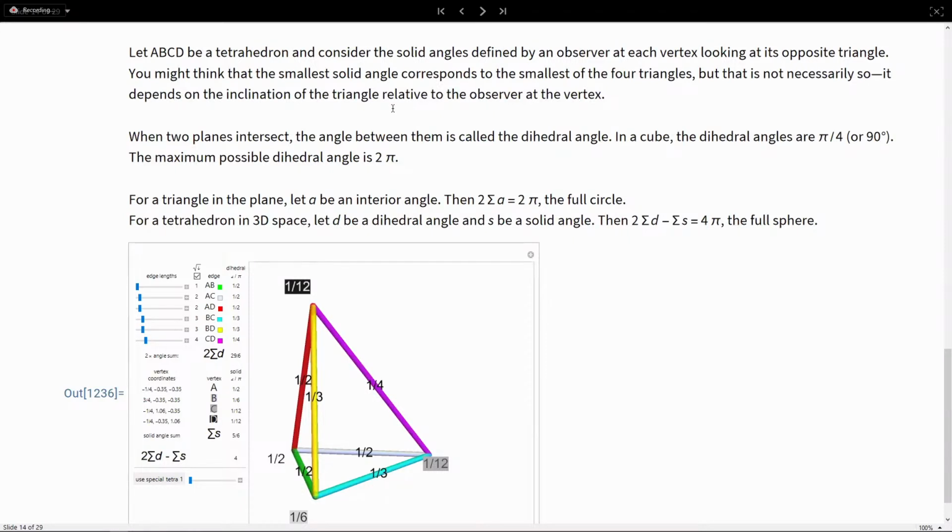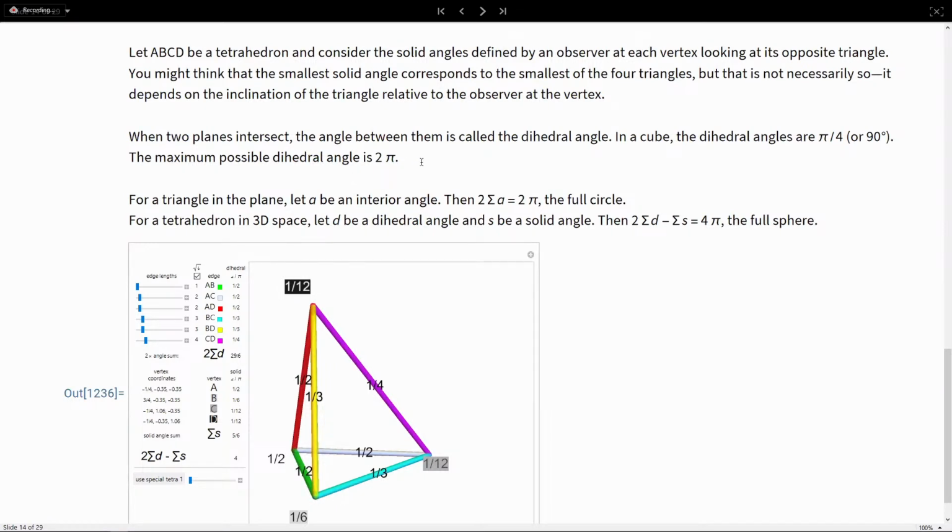And for a tetrahedron, the solid angle is defined as what an observer at a vertex sees when looking at the opposite triangle. And one thing I thought was that the smallest solid angle corresponded to the smallest of the 4 triangles, but that doesn't seem to be the case. There are weird tetrahedra that violate that.